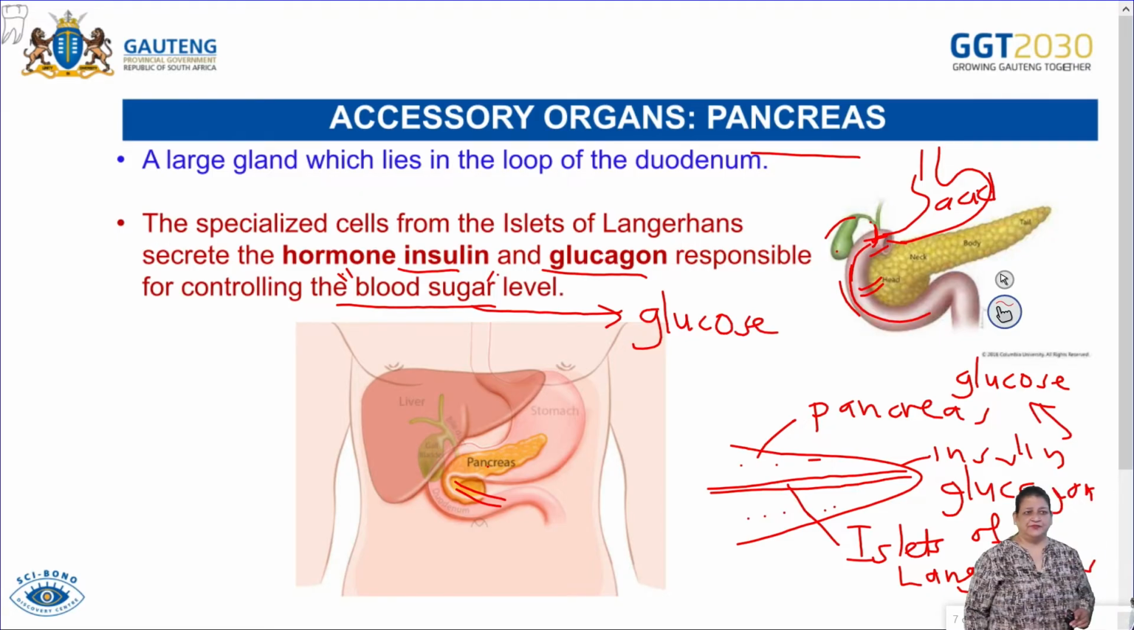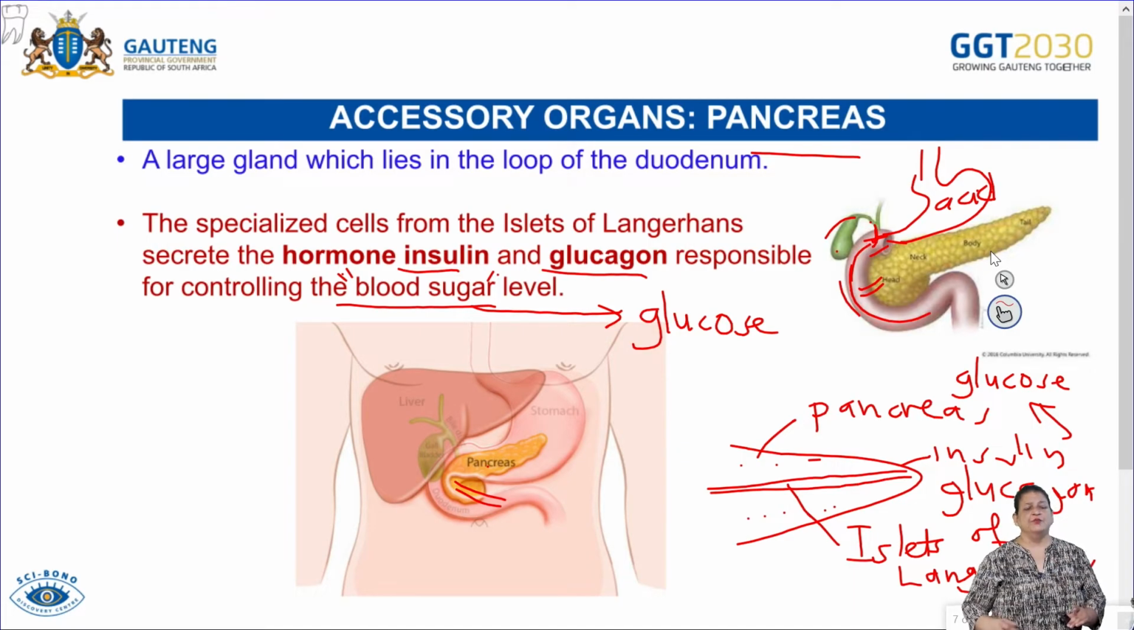That's the blood sugar. So insulin and glucagon control your glucose level. Where are insulin and glucagon produced? In your pancreas. They control your glucose levels. Where do they store the excess glucose? In your liver. If you want glucose, where are you going to get it from? You break down the glycogen from your liver.